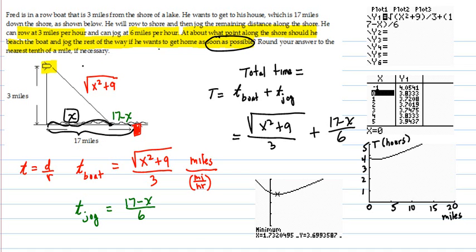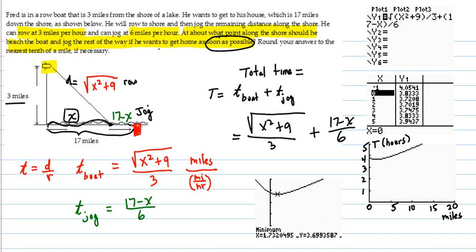Alright, so we have to figure out how far this distance here is. So the Pythagorean theorem says that 3 squared plus x squared is this d squared, so d will equal the square root of x squared plus 9. And then we have the distance of jogging is 17 minus x. So this is rowing, and this is jogging.